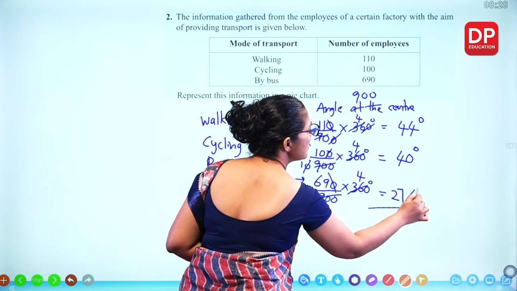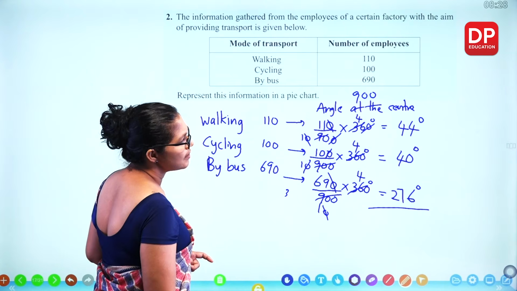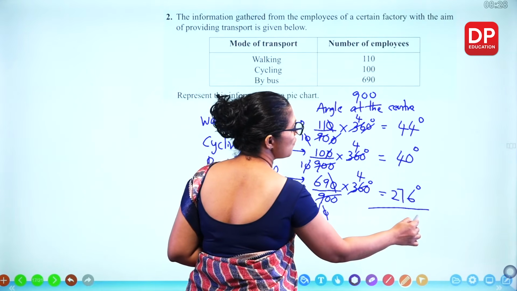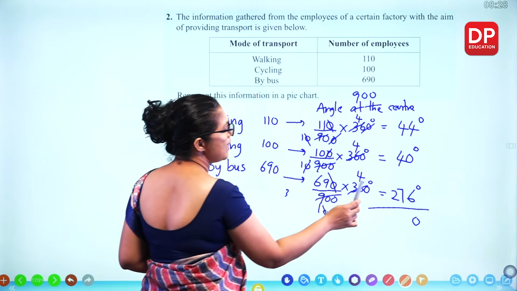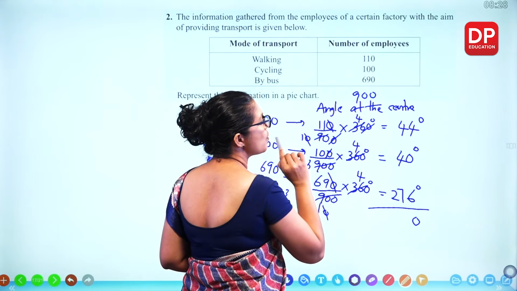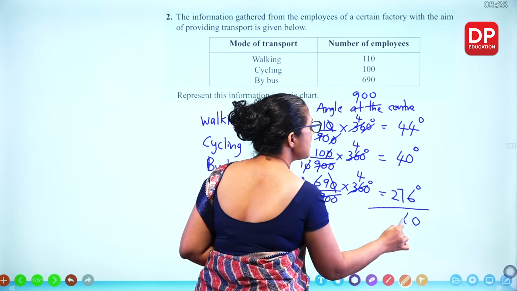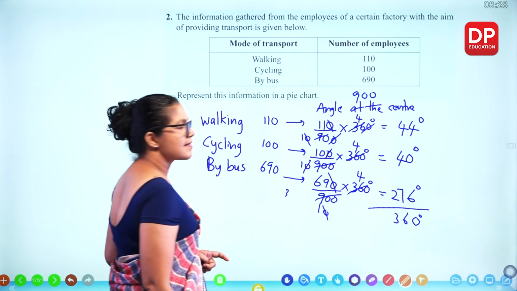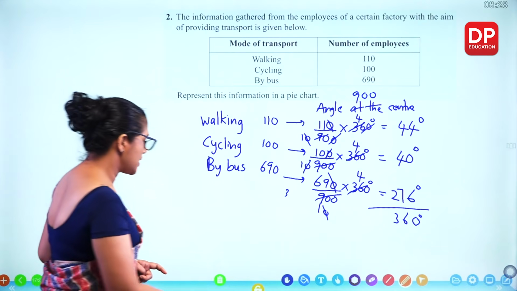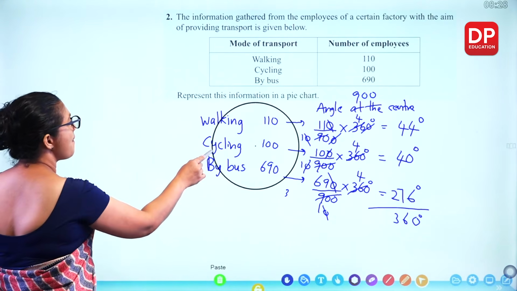Now, check whether this is correct by adding all together. 6 plus 4, 10, 1 remaining. 8 plus 4, 12, 12 plus 4, 16. So, you get 316. So, that means it's correct. Now, we'll draw the pie chart.